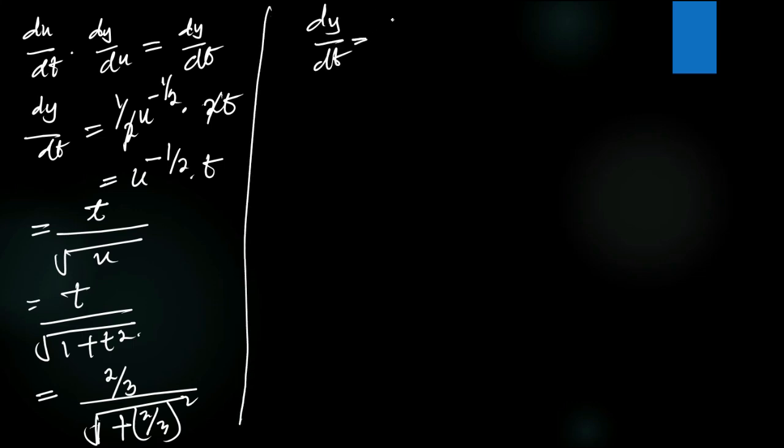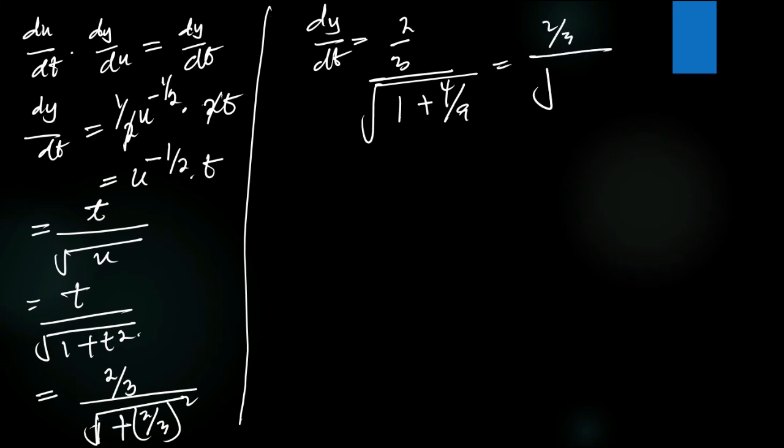is the same thing as 2 over 3 all over the square root of, if you process this, 1 plus 2 over 3 squared, that becomes 1 plus 4 over 9, which is the same thing as 2 over 3 over the square root of 13 over 9. This is the same thing as 2 over 3 all over the square root of 13 over 3.